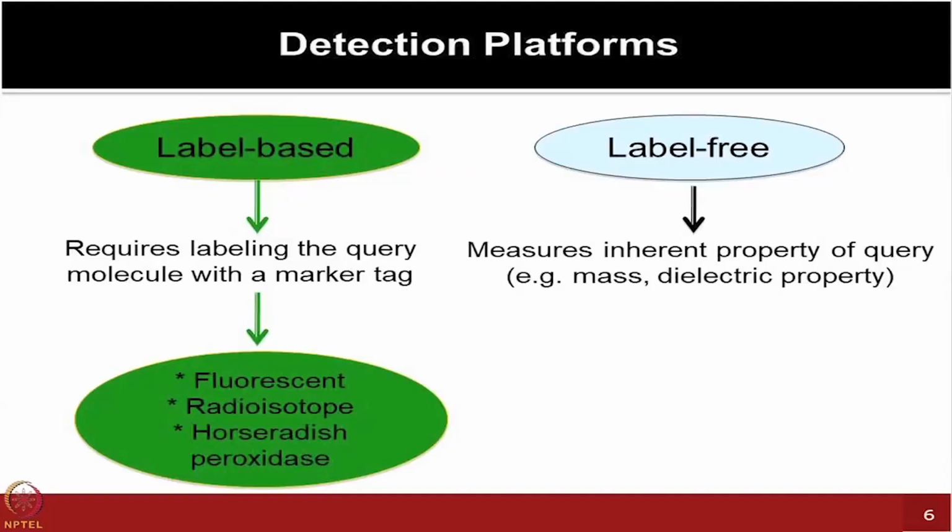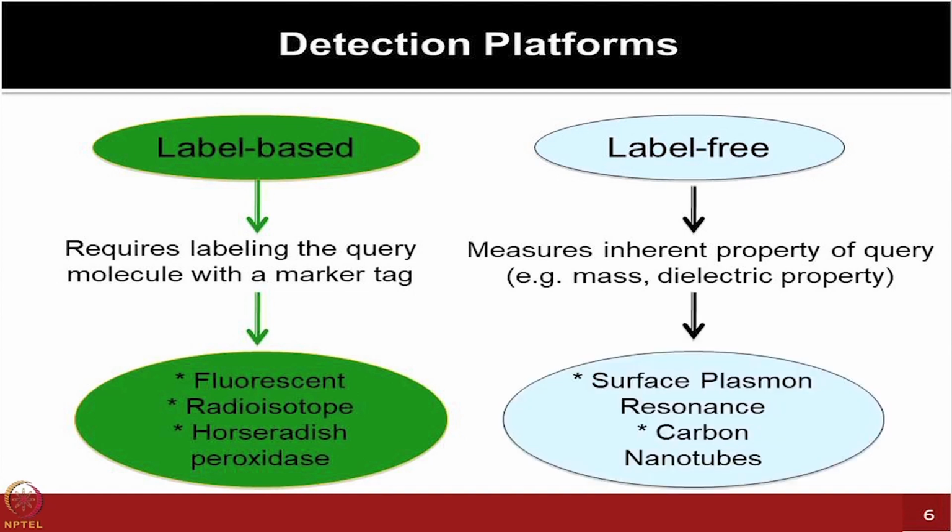and can we measure those properties. So, as I mentioned, for the label based, the readouts could be many of these: fluorescent, radioisotope, HRP based systems. For label free, you got a little exposure to SPR. Even many of the nanotechnology based platforms like carbon nanotubes, etc., are also equally powerful, and they have been used for doing these kinds of measurements as well.